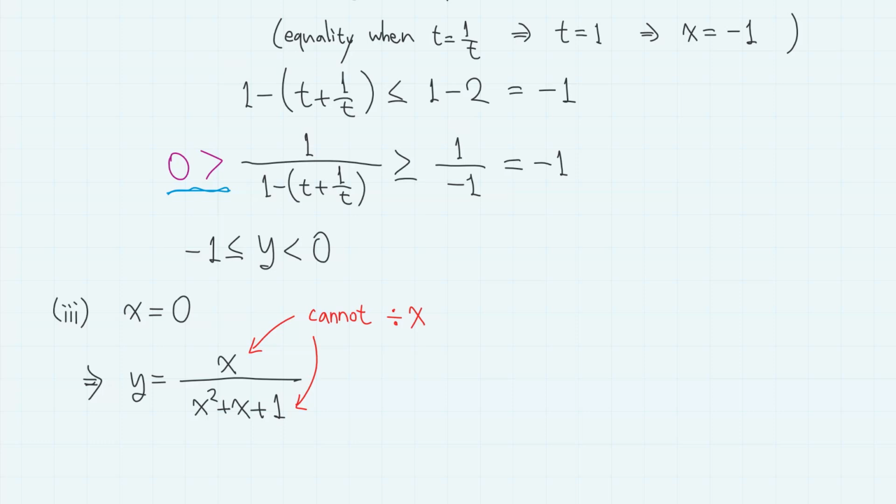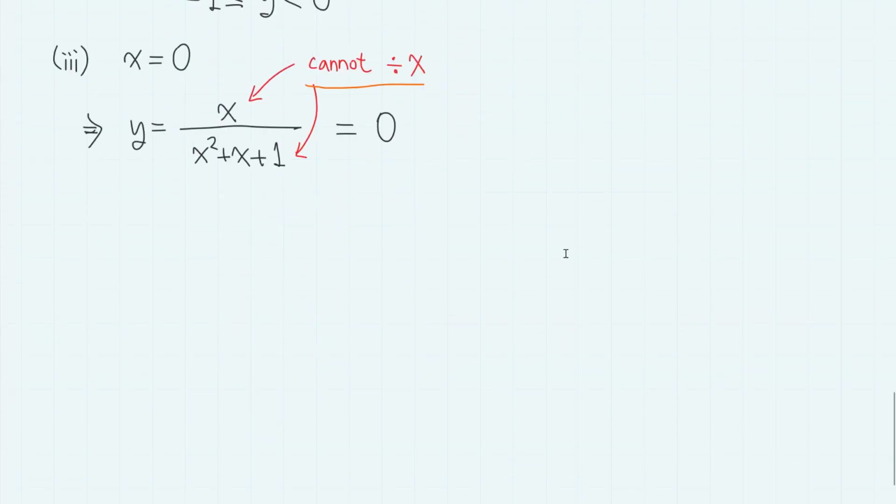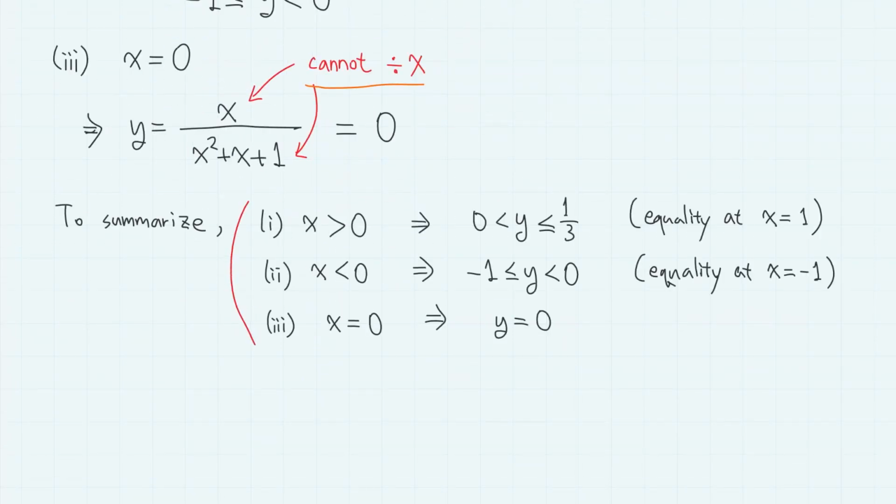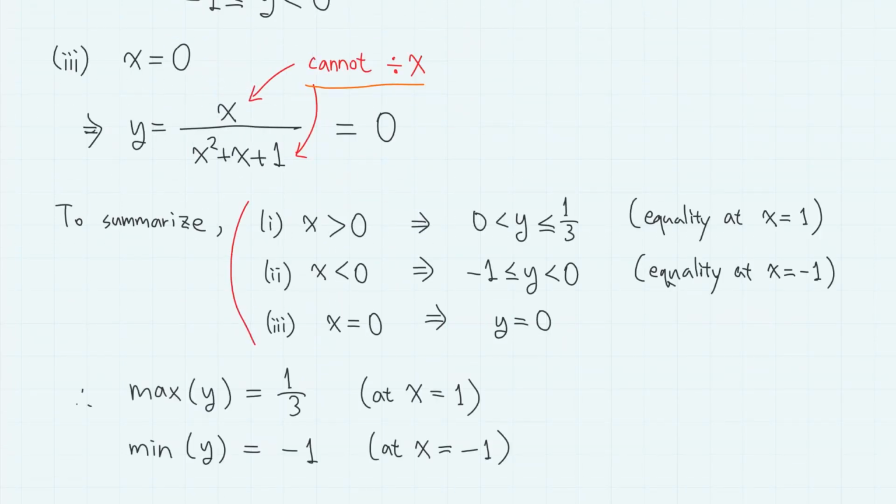Now this case is rather trivial, but we actually have to separately consider the case where x is equal to 0, because in this case, we cannot divide the numerator and denominator by x. In this case, y is simply equal to 0. Therefore, from our case divisions, we know that the maximum value of y is 1/3 and it happens at x equals 1, and the minimum value of y is negative 1 and it happens at x equals negative 1.